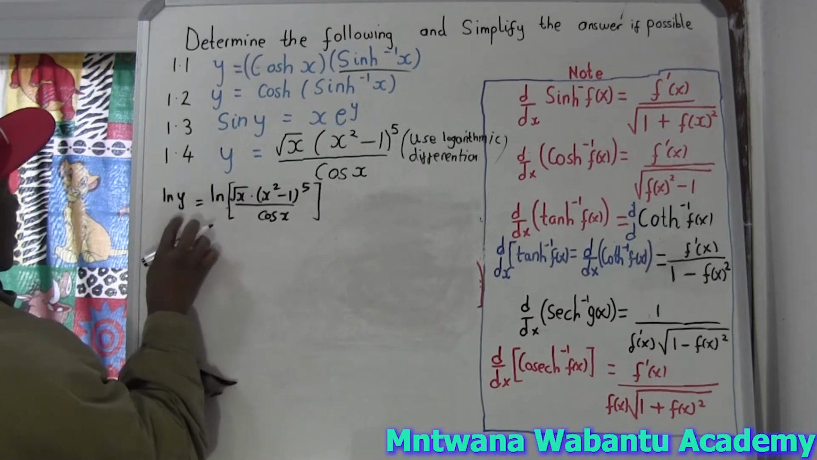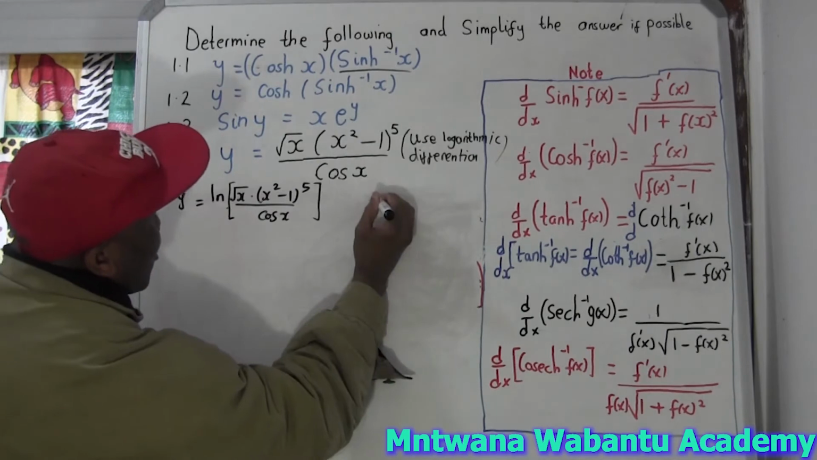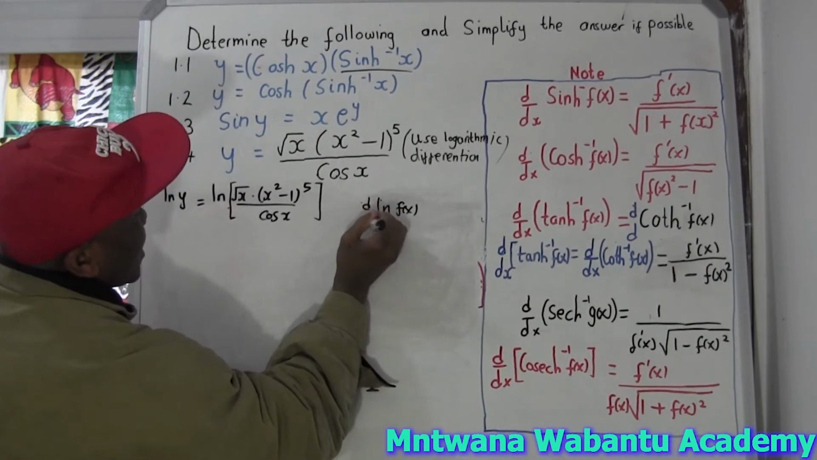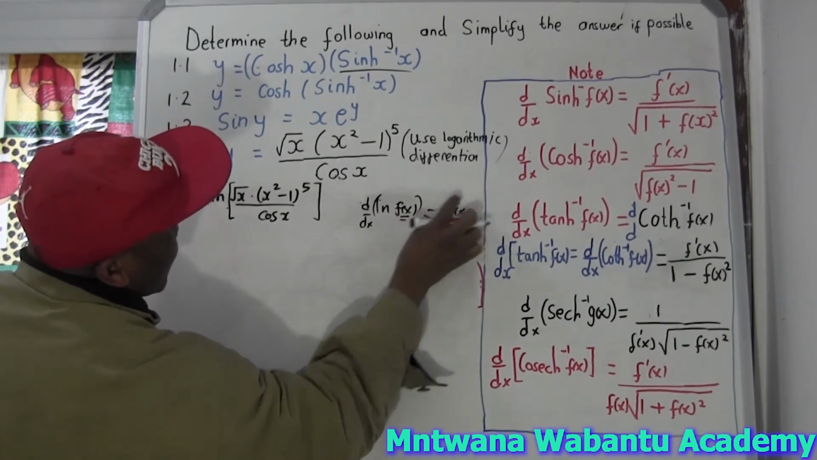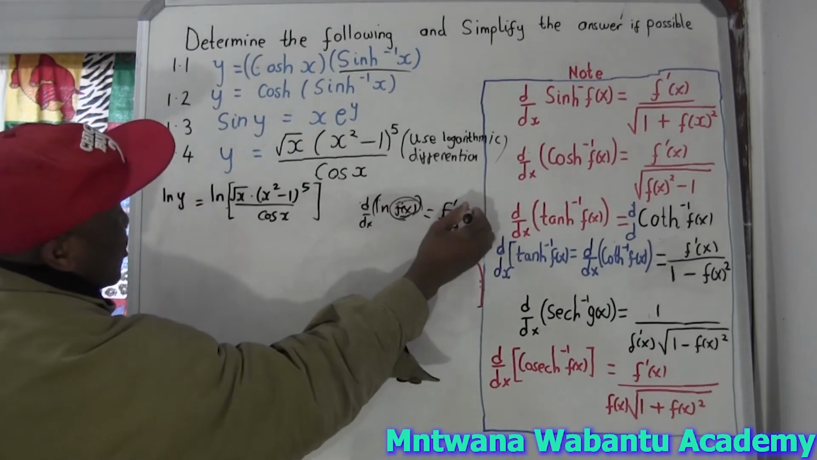Okay, cool. So I'm going to apply ln already. When you differentiate ln of f of x, you get f prime, meaning differentiate f and write that on top, and then write whatever is in here below.